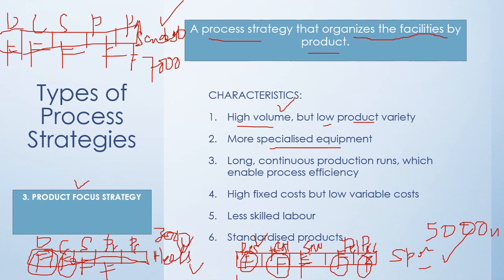Long continuous production runs which enable process efficiency. So you just focus on process efficiency. Process will be very smooth. Kenapa smooth? Because there is separate and specific assembly line to produce one particular product. High fixed cost but low variable cost.